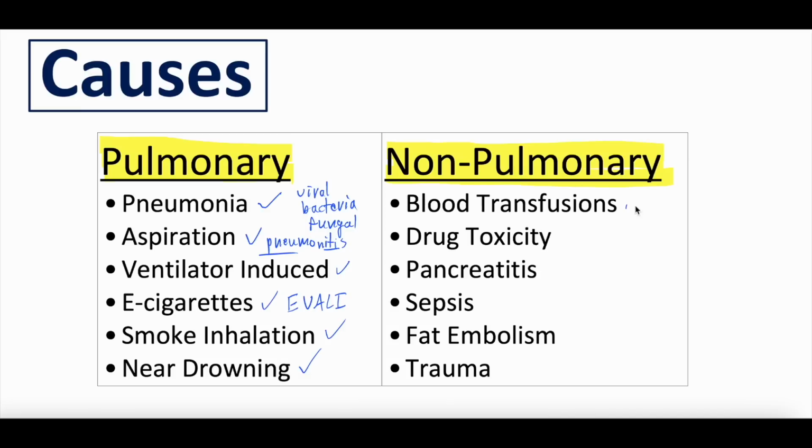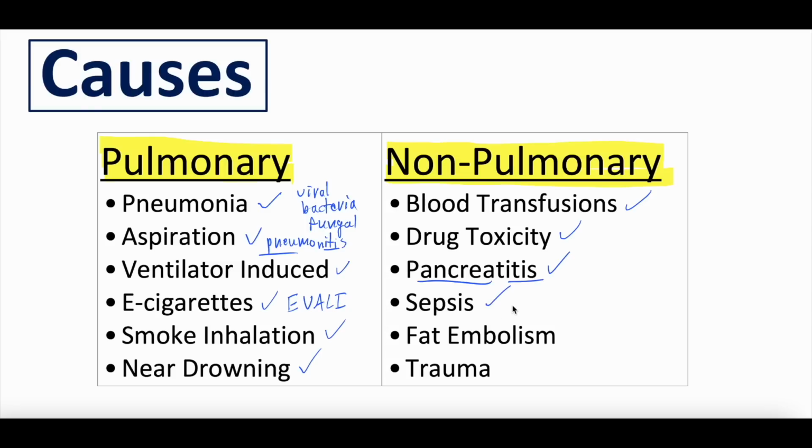Non-pulmonary causes, so blood transfusions, very uncommon, but can happen. Drug toxicity, both from prescription drugs as well as those that abuse substances. Pancreatitis. Pancreas is an organ in the abdomen, and pancreatitis is when the pancreas is itis, inflamed. This can be caused from gallstones, alcohol, odd things like scorpion stings, trauma, all sorts of stuff can cause pancreatitis, but this can cause ARDS.